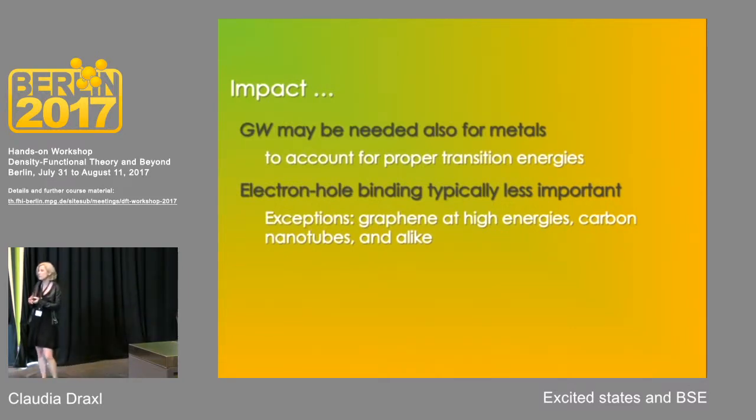In this case, it's the d bands which are strongly localized, and that's why semi-local functionals are not supposed to give it, and they indeed don't give it, so you need GW to correct them. It's not the electron-hole binding which is crucial in your spectra, but rather a reliable quasi-particle band structure. Having said this, there are of course also exceptions. Exceptions are low-dimensional systems like graphene, for instance. At high energies, we also have very strongly bound excitons. Also carbon nanotubes, even the metallic ones, are very well known for having strong excitonic effects.